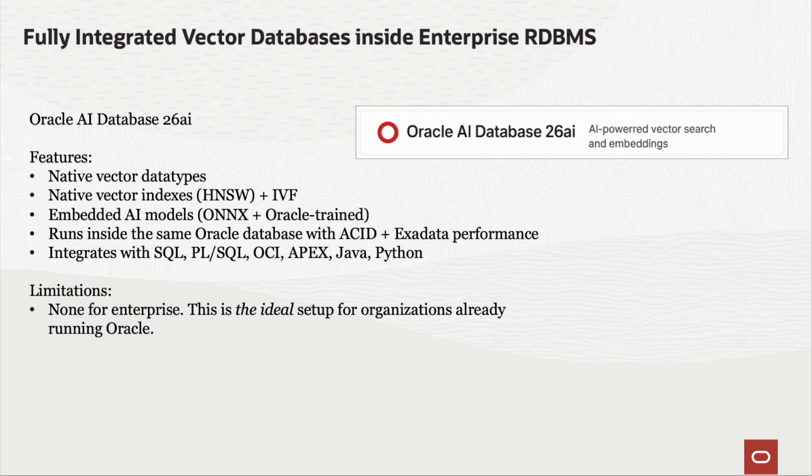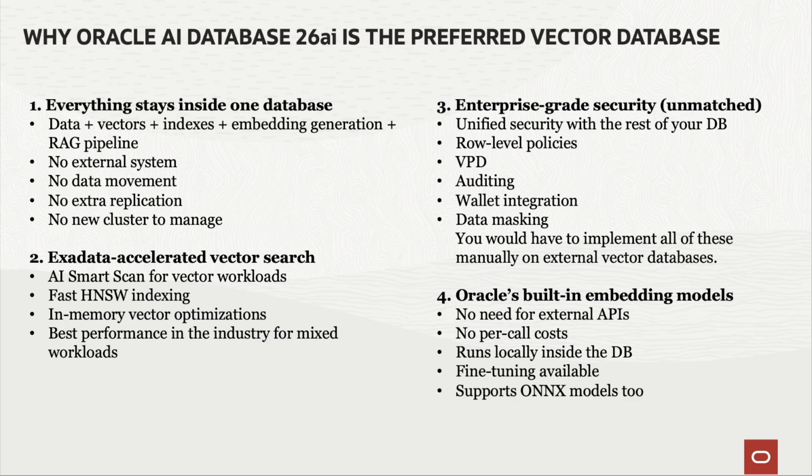Your vectors, your transactional data, your security policies, analytics, they all live in one place. Everything benefits from the same ACID guarantees and the same performance architecture that Oracle is well known for. It also means teams can use the tools they already have, SQL, PL/SQL, APEX, Java, Python, whatever it is, without changing how they work. For organizations already running Oracle, this layout fits naturally into existing environments and avoids the complexity of maintaining disconnected vector systems. This is where Oracle Database 26ai really stands out.